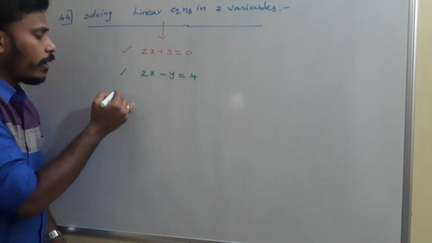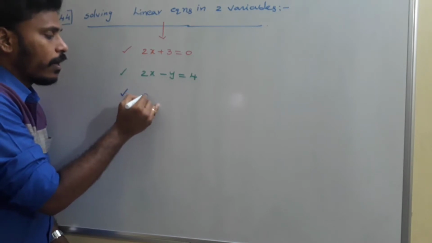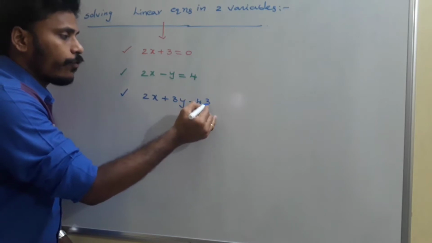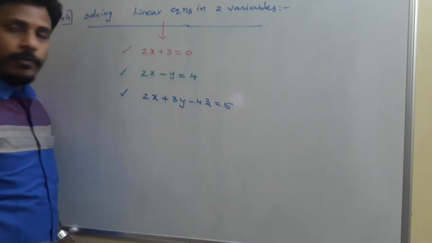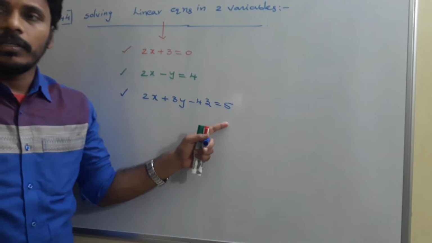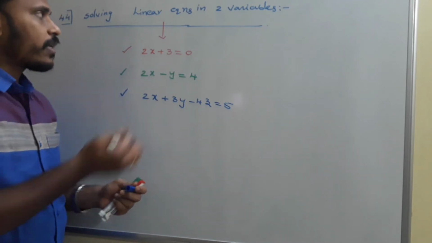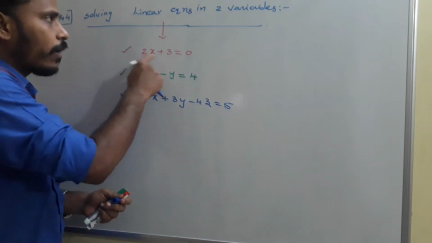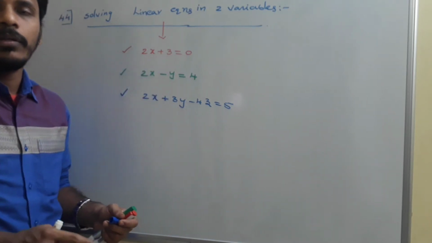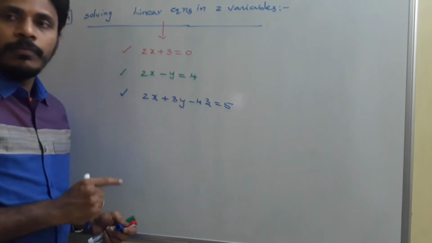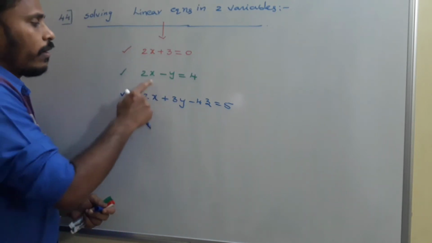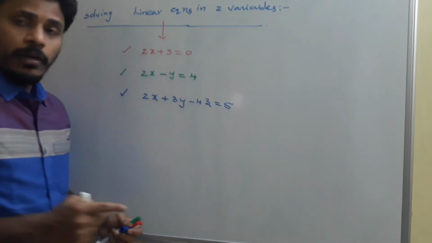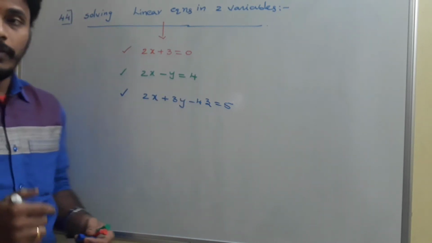Whereas suppose I frame an equation with three variables like 2x plus 3y minus 4z is equal to 5, and it is a linear equation in three variables. Basically, linear equation means the power of the variable is 1. If the equation involves only one variable, linear equation in one variable. If it involves two variables, we call it linear equation in two variables. And if it involves three variables, we call it linear equation in three variables.